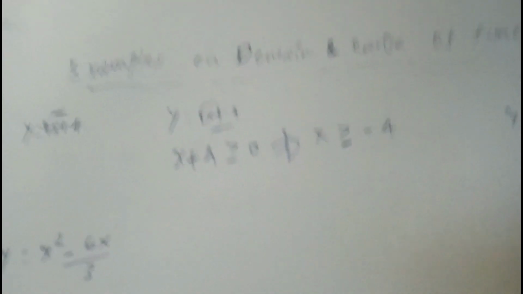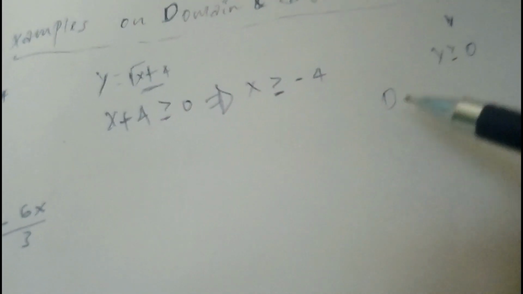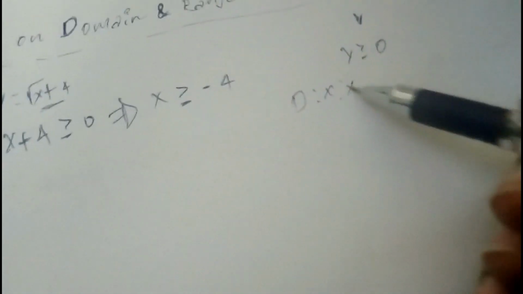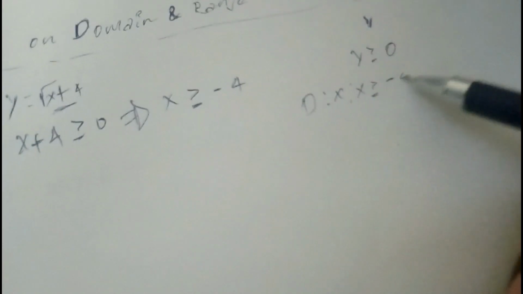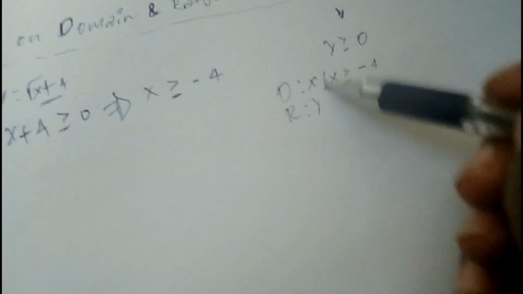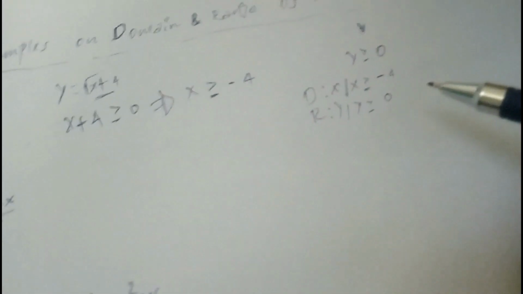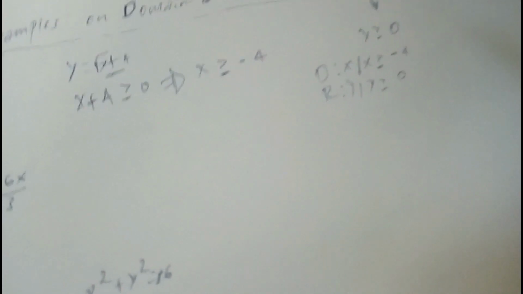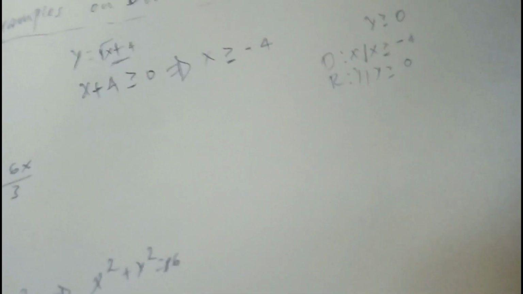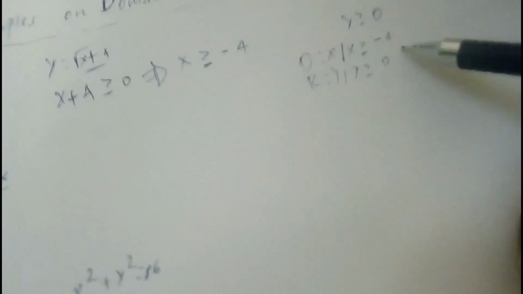So the domain is x such that x is greater than or equal to negative 4. Our range is y such that y is greater than or equal to 0. This is the domain and range for the first function. How to demonstrate the graph of y equals radical x plus 4 under this domain? We can consider it from the domain and range.